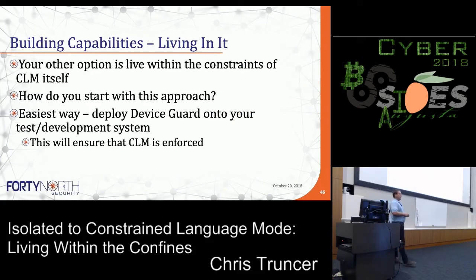The other option is to live within the constraints of constrained language mode. Well, how do you start this approach? This is an approach that I take: first of all, just deploy a VM of Windows 10 and force Device Guard on it, which is completely built into the OS, completely free. So anyone can do this on a test VM to see how it looks, and make sure that constrained language mode is enforced. You can do a quick test by seeing what language mode we're in, or trying to do the square root of 9, something like that.